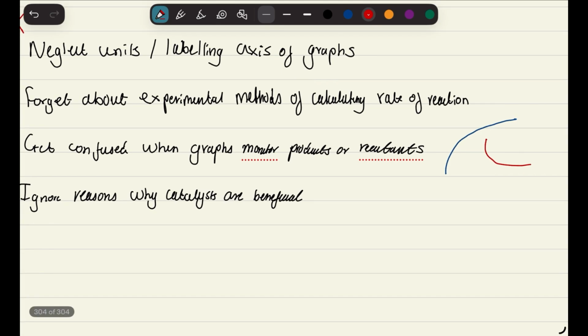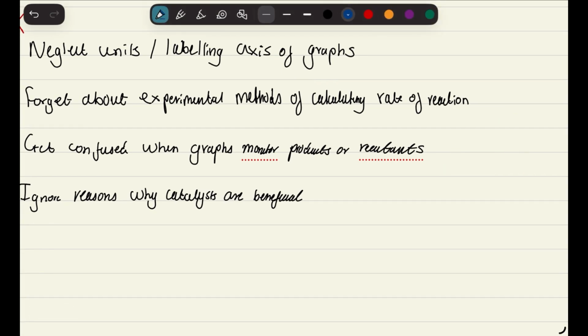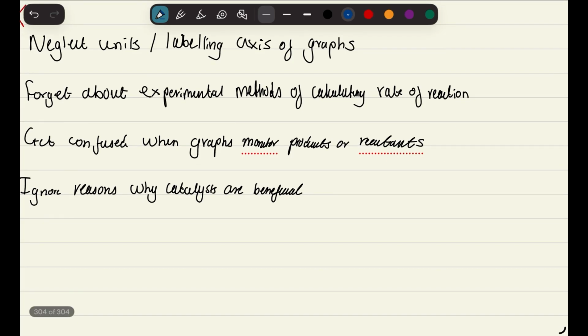Yes, products versus reactants. So that's what I tried to draw here. I'll just draw it again. When you have a graph that's talking about the concentration of a reactant over time, it will normally be a downwards curve like this one in blue. Whereas if we're talking about the product formed over time, it'll probably be an upwards curve like that. So just make sure this is for product, that's for reactant. So make sure you know what you're dealing with.